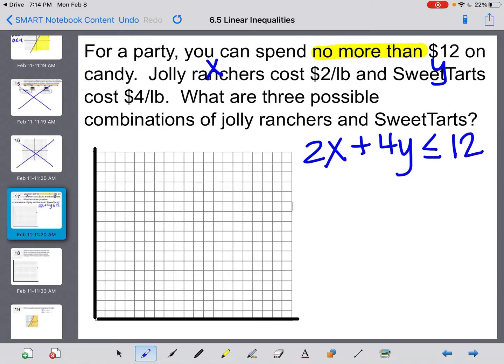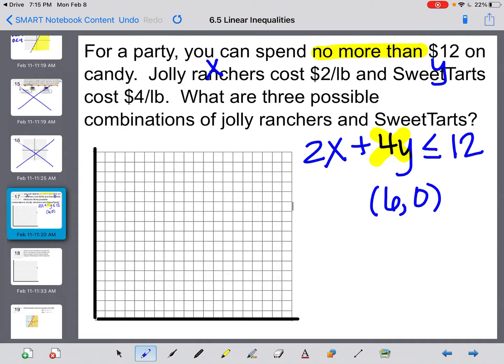Okay, now there's a couple ways that I can do this. The best way, or the quickest way, is that I could use intercepts, x and y intercepts. Remember that when I'm trying to find an x-intercept, I get rid of the y. To get x alone, I would divide by 2. So my x-intercept is going to be 6, 0.